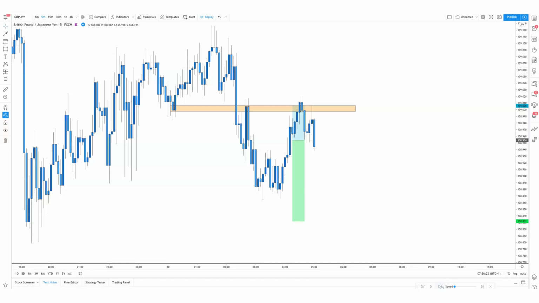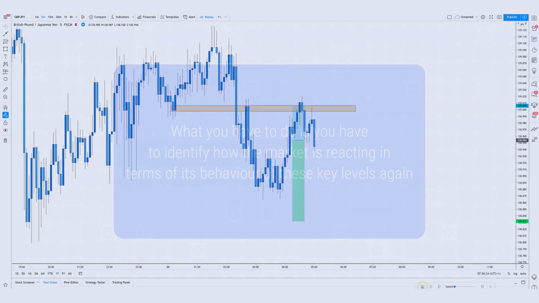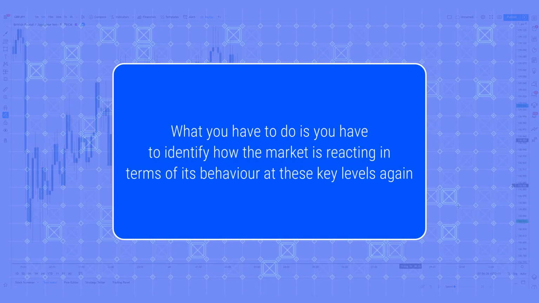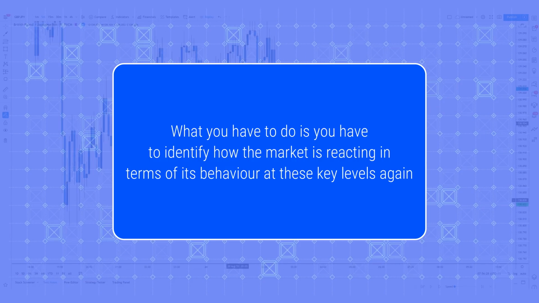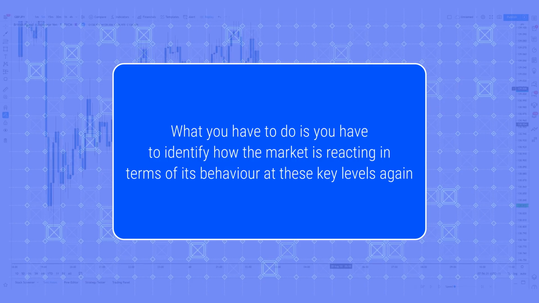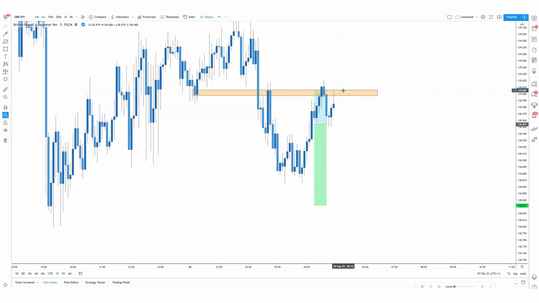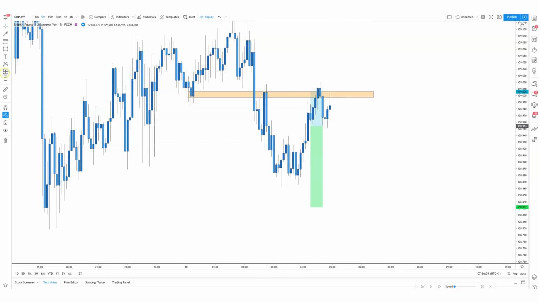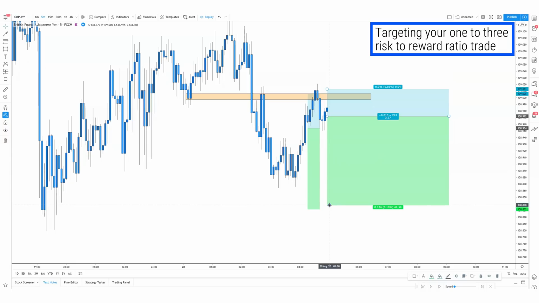But you might ask, how would we enter this trade? Well, what you have to do is identify how the market is reacting in terms of its behavior at these key levels again. And let's say now you see the market printing a very strong wick rejection. There's two ways you can enter this. The first one is pretty aggressive, which is below the previous candle and your stop loss above this level here, targeting your 1-to-3 risk to reward ratio trade.